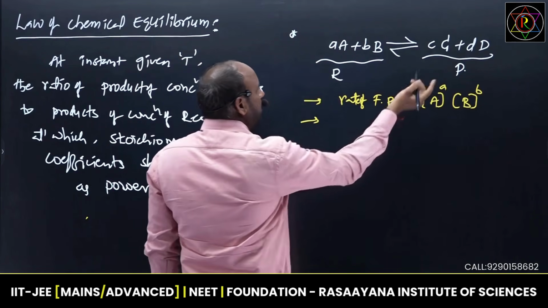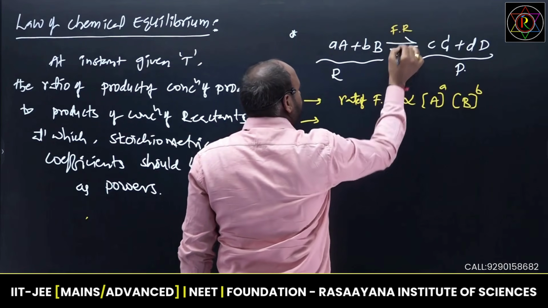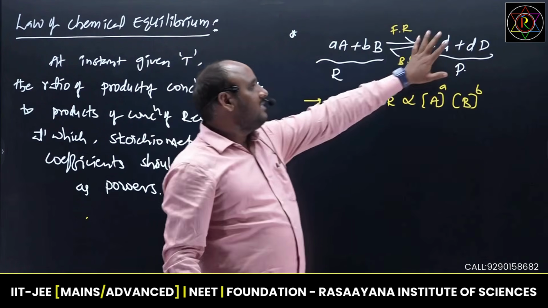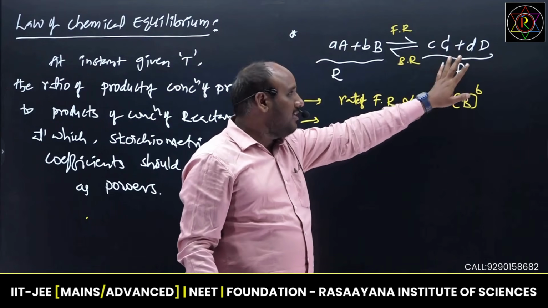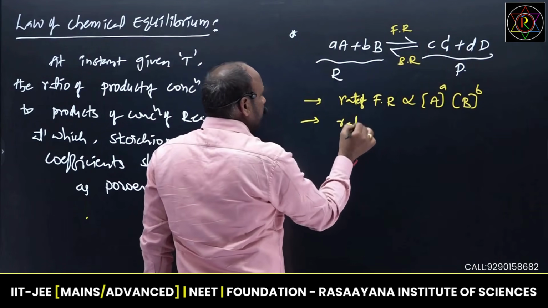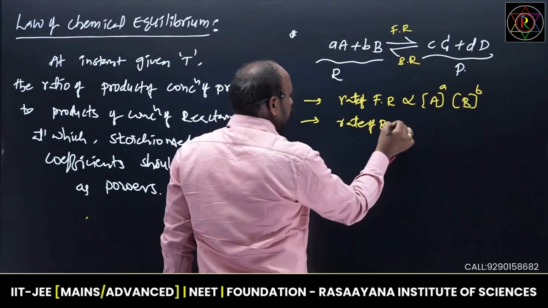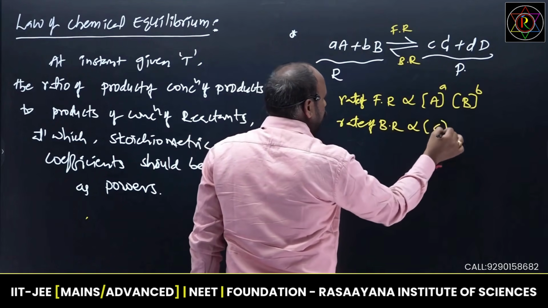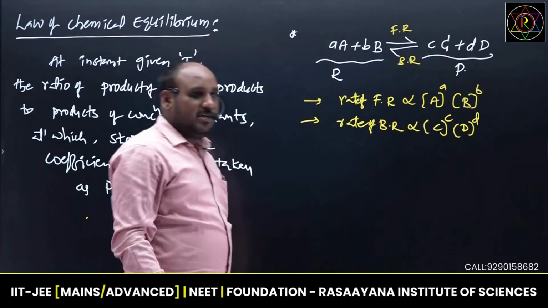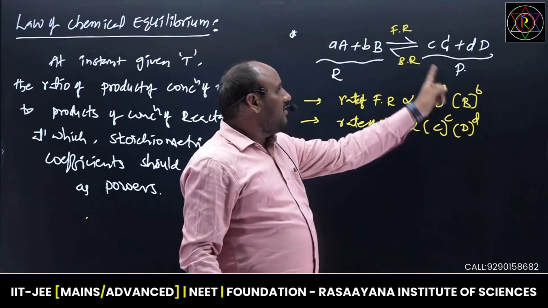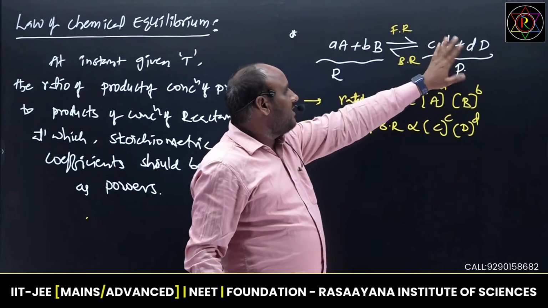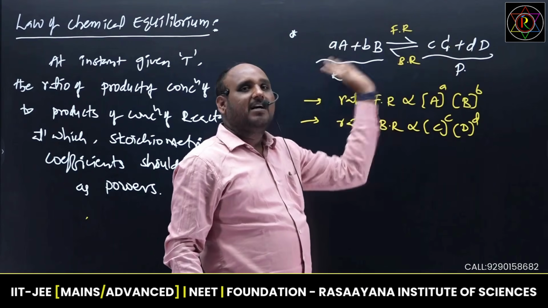Similarly, we have to apply the backward reaction. This is the forward reaction and this is the backward reaction. For the backward reaction, C and D act as reactant molecules that will be converted again into A and B. So the rate of backward reaction is directly proportional to the concentration of C power c and D power d. These small c and d are the coefficients of C and D. C and D act as reactants whenever we discuss the backward reaction.